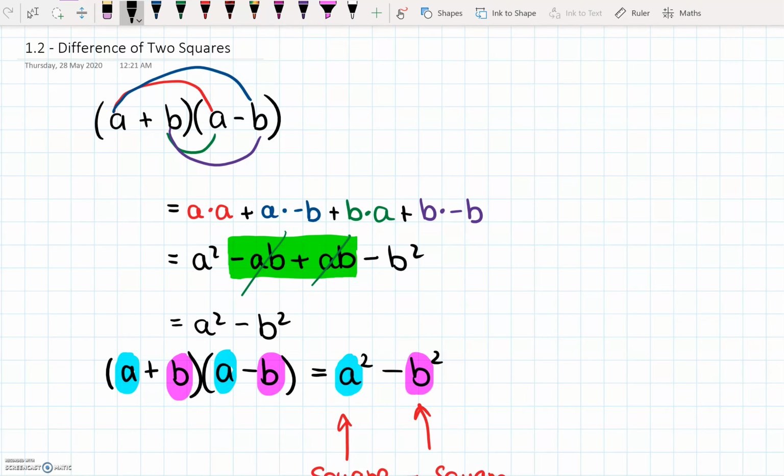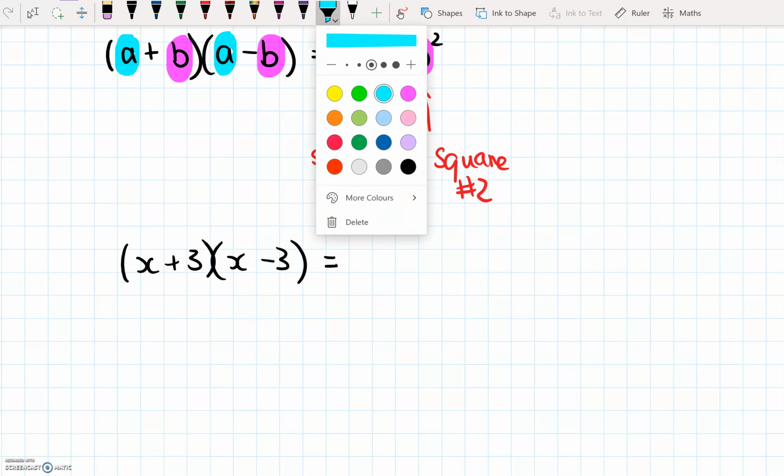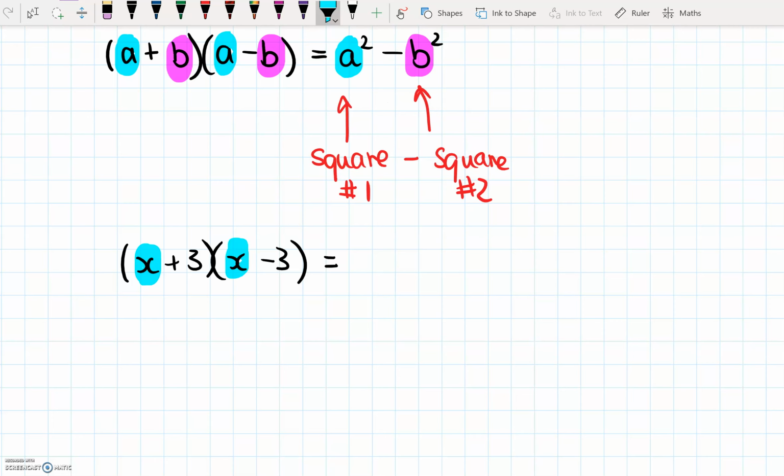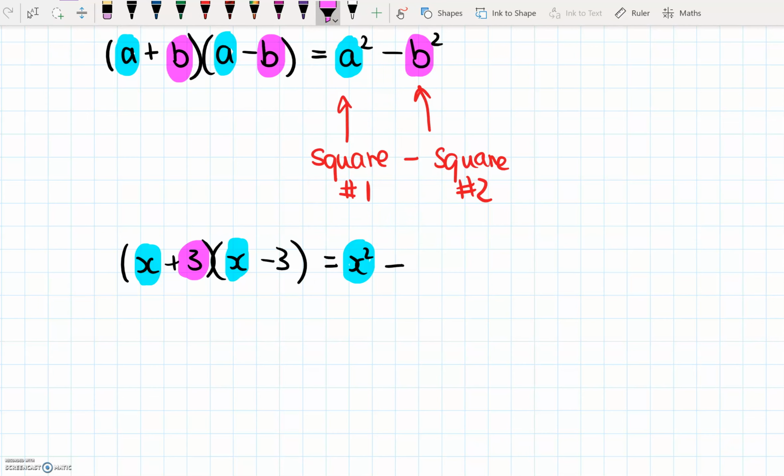Now let's do some examples just to make sure you guys get it. It's pretty easy. If we have, for example, x plus 3, x minus 3. The trick is, we're going to take the first term. The first term in both is x. We're going to take that and square it, so we get x squared. We put a minus in. Take the second term in both, so we've got 3 and 3. So over here we're going to put 3 squared, which just becomes x squared minus 9.